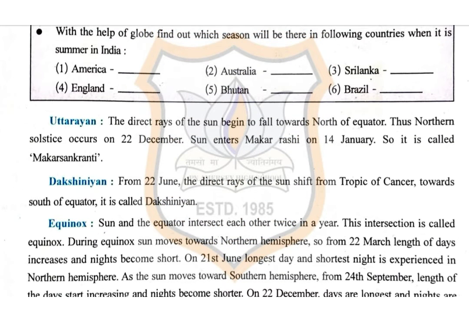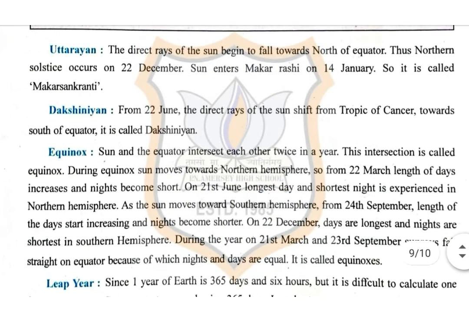Next topic is Uttarayan. The direct rays of the sun begin to fall towards north of the equator. Thus, the northern solstice occurs on 22nd December. Sun enters Makar Rashi on 14th January. So, it is called Makar Sankranti. Dakshinayan. From 22nd June, the direct rays of the sun shift from the Tropic of Cancer towards south of the equator. It is called Dakshinayan.